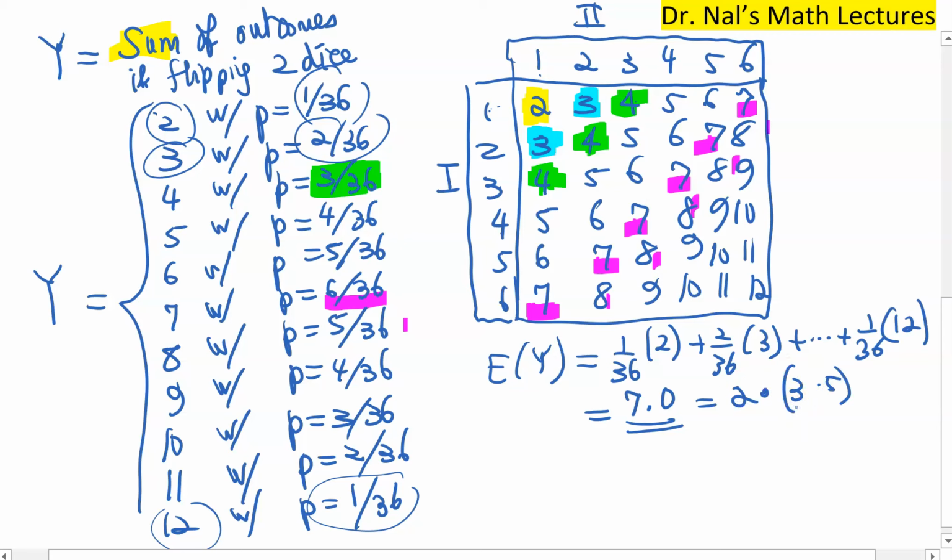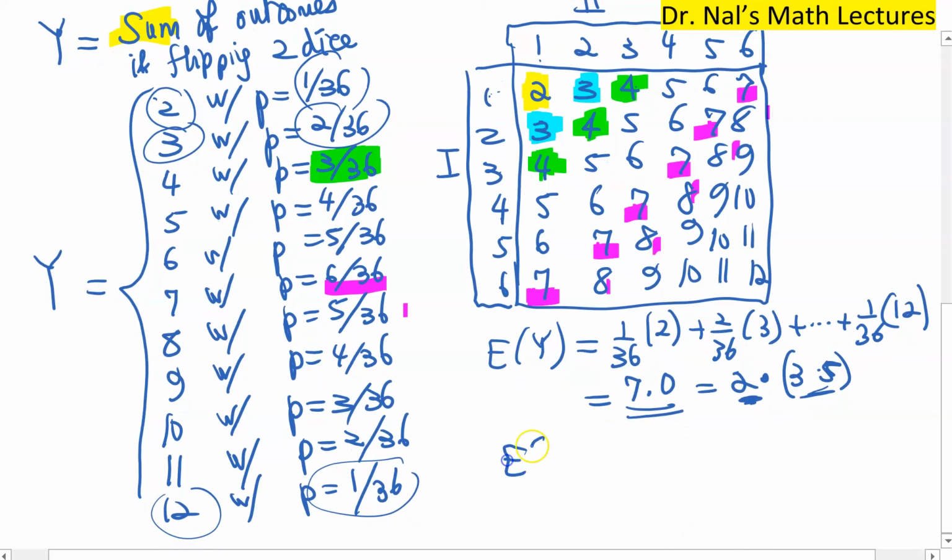So when you flip 2 dice at the same time, each one in average will get 3.5. And because the 2 dice are independent of each other, 3.5 for the first die in average, 3.5 for the second die in average, so the total should give you 7. So therefore, what we could have done instead is the following.